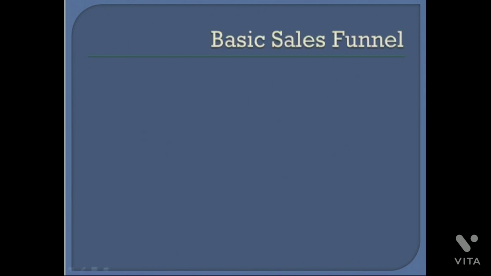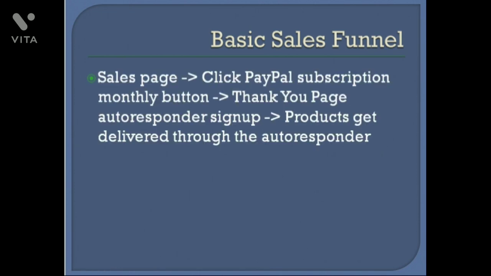How are you going to deliver your product from the point of the person landing on the sales page to going to the PayPal button to getting delivered the content? Normally, this is what it looks like. Somebody goes to your sales page, they click on the PayPal subscription button. It can be monthly, it could be weekly, and so forth.